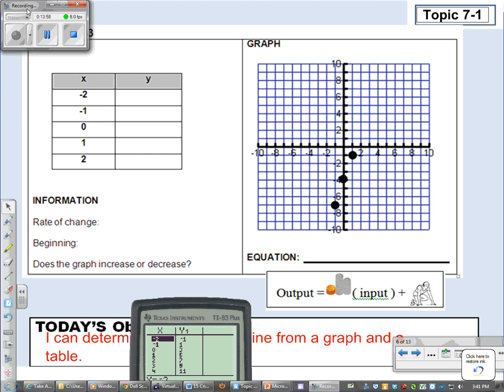Here we go. Our last problem, or example 3. This time we're given points. We need to come up with our table and our equation.